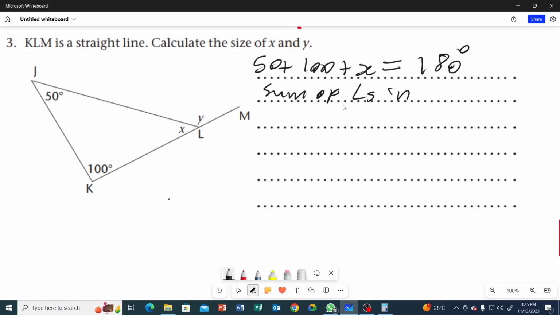Okay, now that you have your statement and your reason, you can proceed to your calculations. So 50 plus 100 is 150. So then we're going to have x, which equals 180 subtract 150.